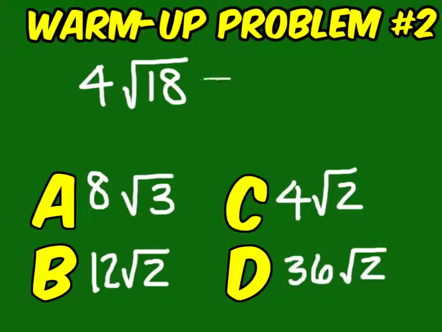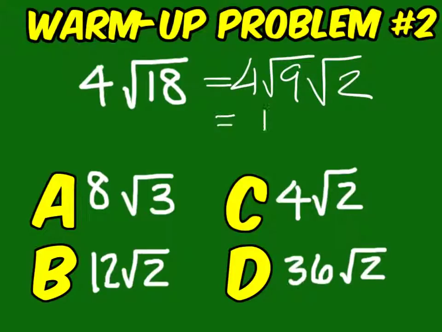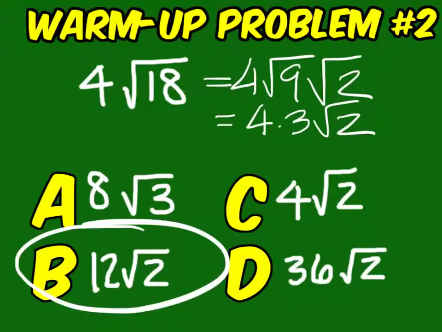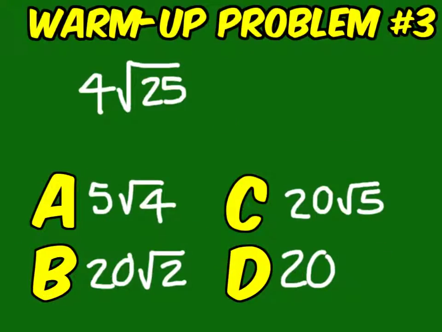The solution for this one will break up as the square root of 9 and the square root of 2, so that's 4 times 3, which will be 12. 12 square root of 2, B. Number 3.